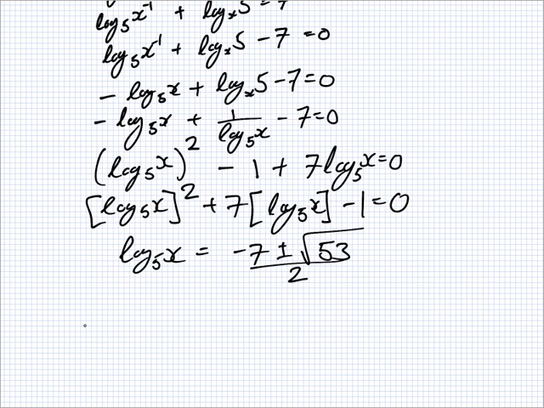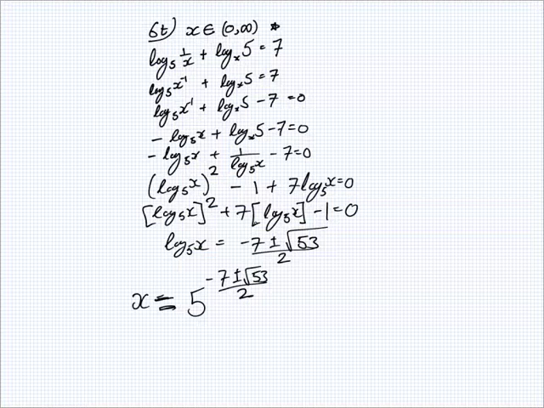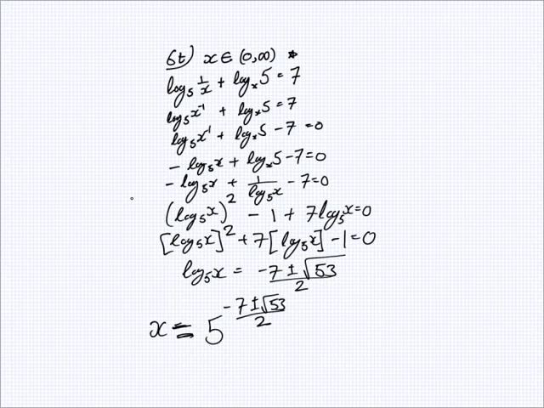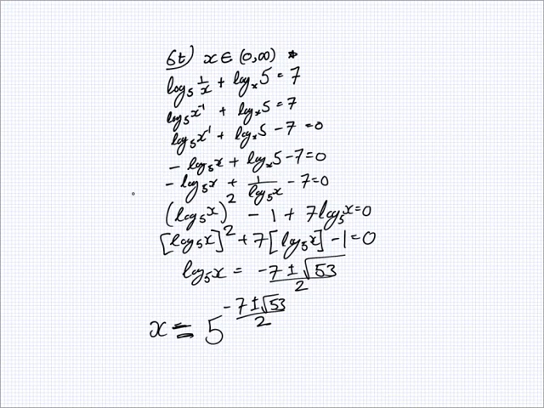Oh yeah. So here, x equals 5 power minus 7 plus or minus root 53 over 2. Now both these answers are positive, so both these answers are fine. So that is the answer there.